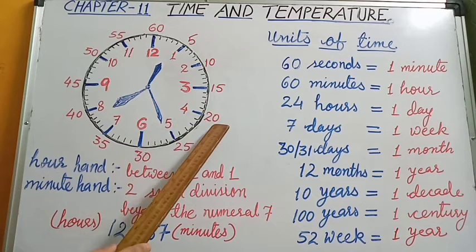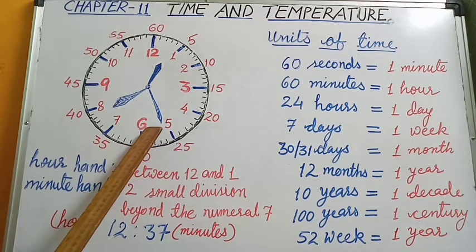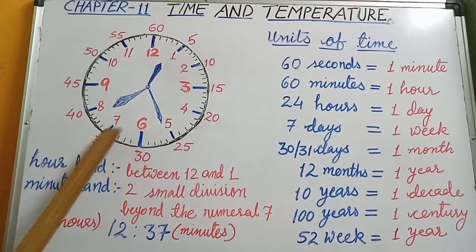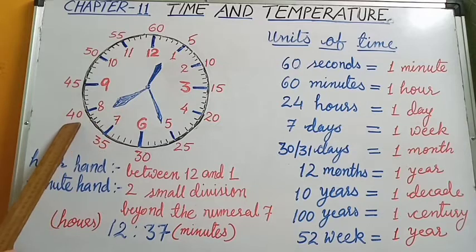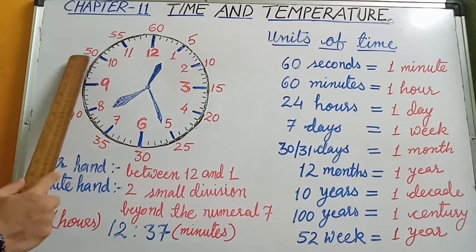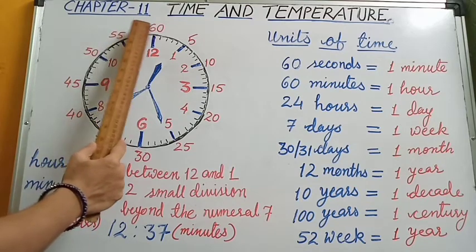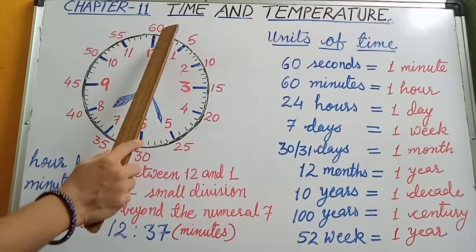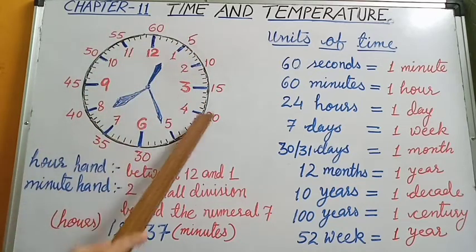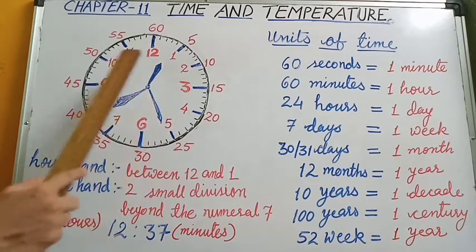So 5 fours are 20 minutes, 5 fives are 25 minutes. Whenever the minute hand is at 6, it will represent 30 minutes, 7 fives are 35, 8 fives are 40, 9 fives are 45, 10 fives are 50, 11 fives are 55 and 12 fives are 60. So the minute hand takes 1 hour to complete one round of the clock. Now, how to read the time.